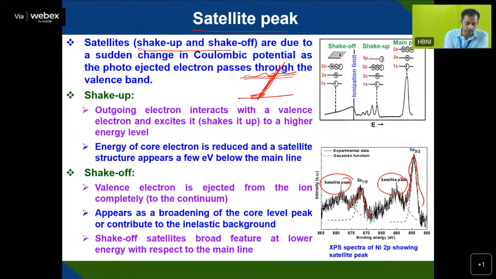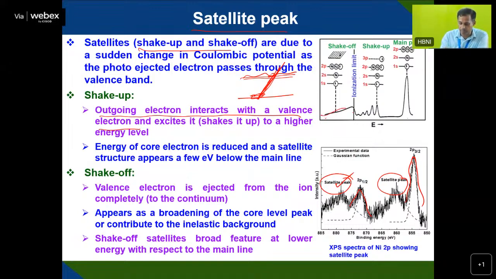For the shake-up peak, you will see that the outgoing electron interacts with the valence electron and excites it. When there is an excitation because of this outgoing electron interaction with the valence electron, you will see that satellite peak. But when a valence electron is ejected from the ion completely into the continuum, it goes out of that electron energy level. In that case you will see a broad peak, and that is the shake-off peak.